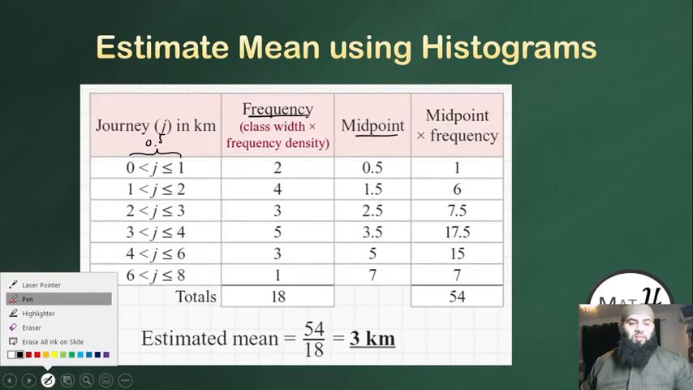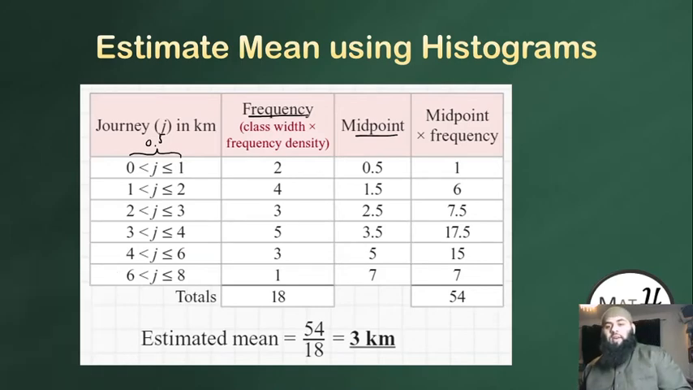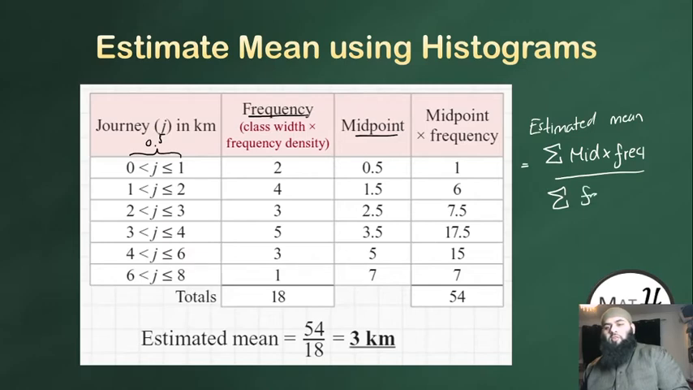So I can just summarize this down: estimated mean equals, okay, sum in mathematics is written like this, sum of mid times frequencies, I'll just write freq, divided by sum of frequencies. And so this is the equation. This equation gives you the estimated mean.